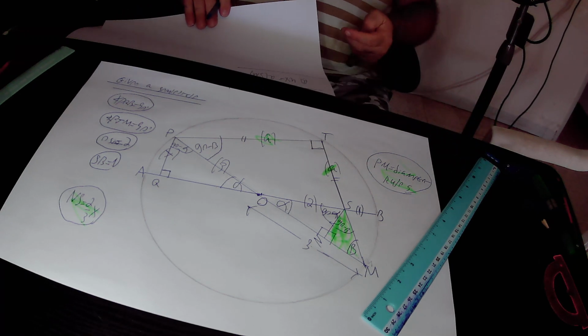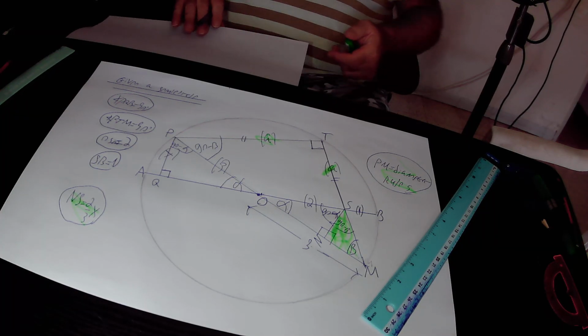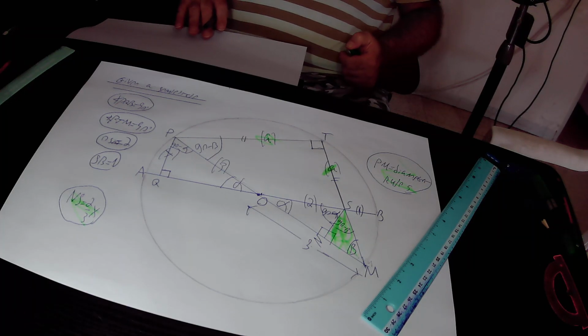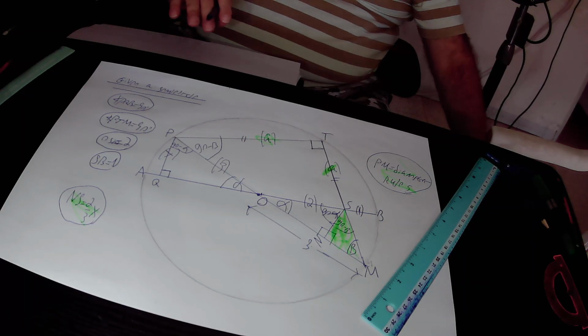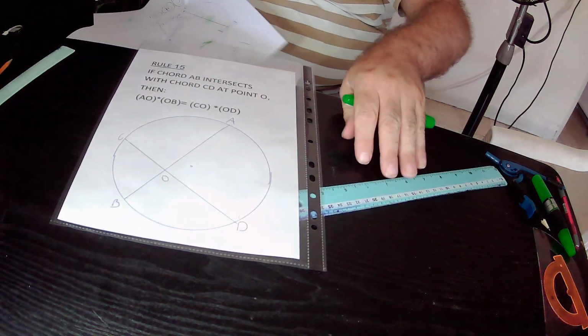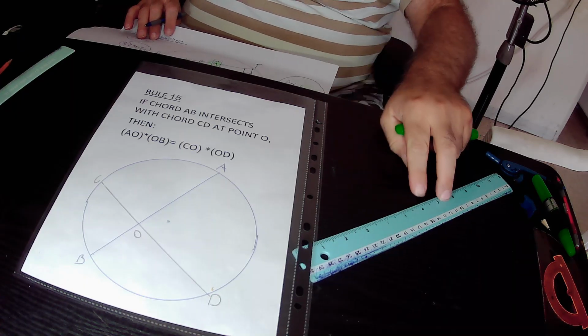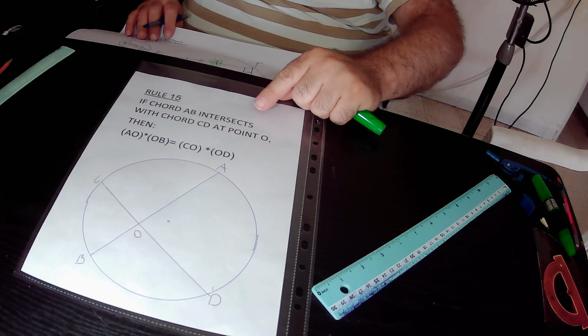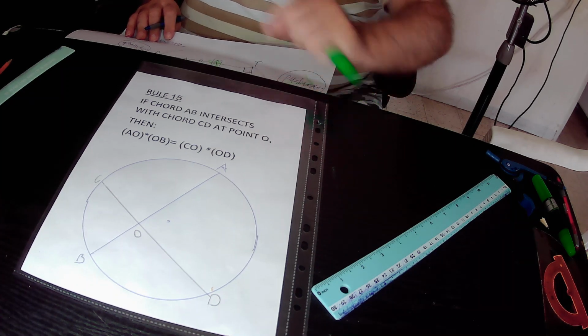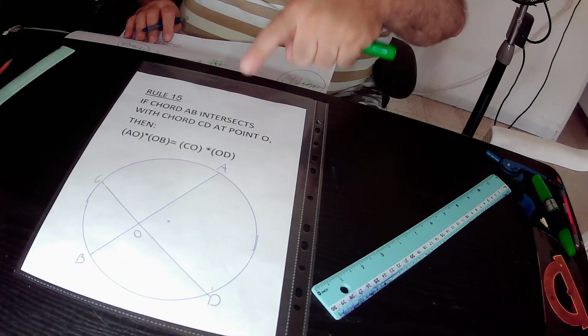In the next step, I'll repeat quickly rule 15, and we'll implement rule 15 in our drawing. We already talked about rule 15 in the previous lectures, so I'll repeat it quickly. According to rule 15, if chord AB intersects with chord CD at point O, then the following equation is true: AO times OB equals CO times OD.